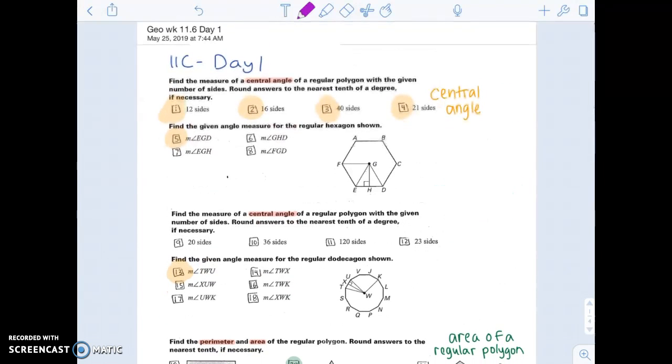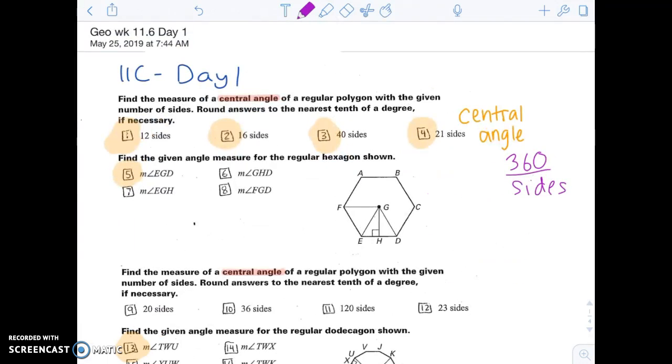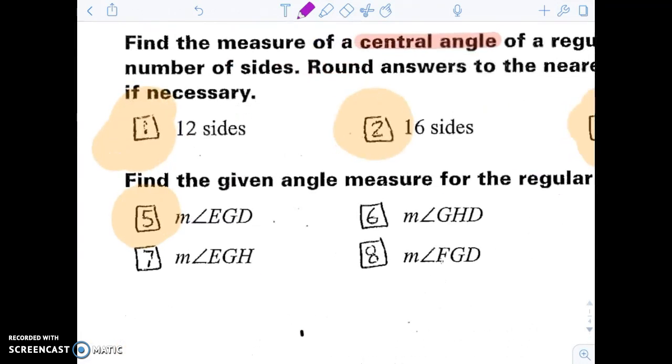The formula to find a central angle is to take 360 degrees and divide it by the number of sides there are in a shape. So, if I were doing problem number 1 and I wanted to find the central angle for a 12-sided shape, I would take 360 divided by 12, which turns out to be 30 degrees.